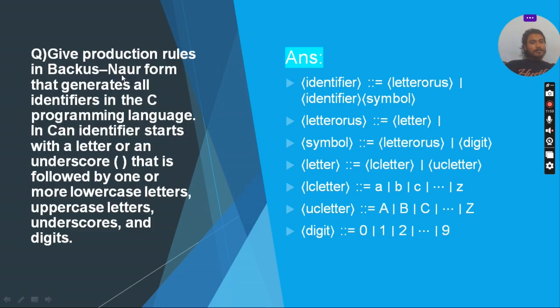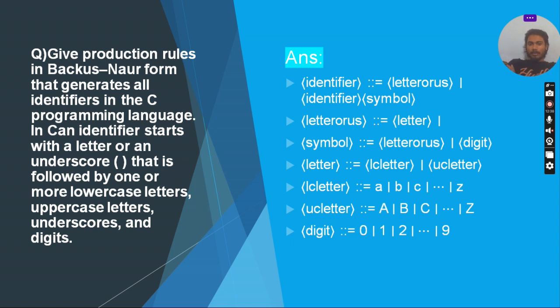We have another question. Give production rules in Backus-Naur form, the same as the previous one, that generates all identifiers in the C programming language. An identifier starts with a letter or an underscore. There is no underscore shown, but just assume that it's an underscore in that parenthesis. That is followed by one or more lowercase letters, uppercase letters, underscores, and digits. So how do we solve it?